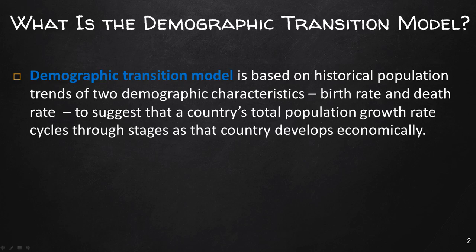So the demographic transition model is based on historical population trends of two demographic characteristics, birth rates and death rates, to suggest that a country's total population growth rate cycles through these stages as that country develops economically.